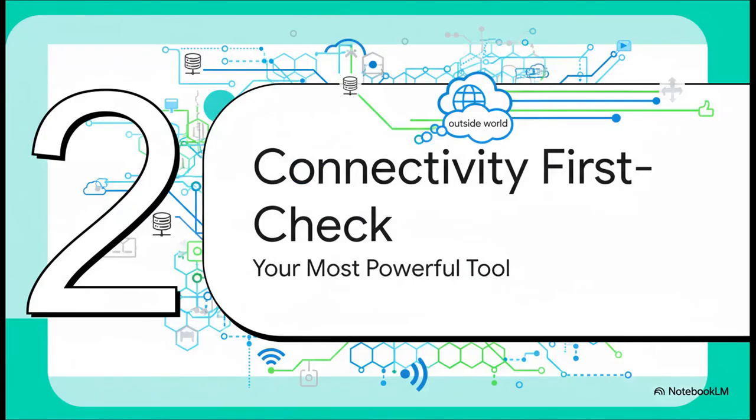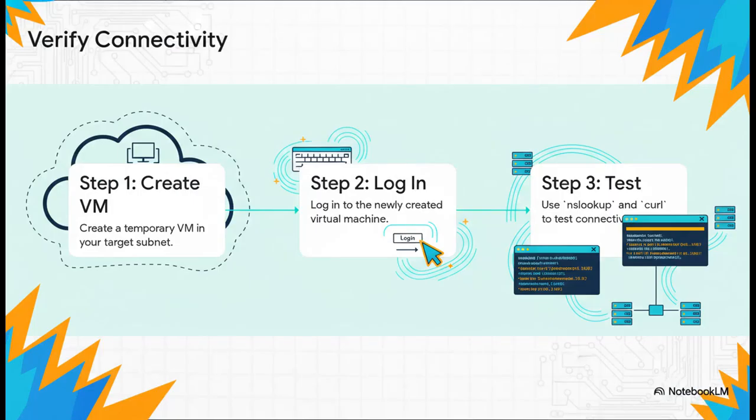Okay, before you even bother looking at an error code, I'm going to give you the single most powerful diagnostic step you can take. Seriously. I call it the connectivity first check. Why? Because a lot of the time, this one check will solve the problem before you even know what the specific problem is. It's all about making sure the subnet you're trying to use can actually talk to the services Azure needs it to. And the best part is, this process is super simple.